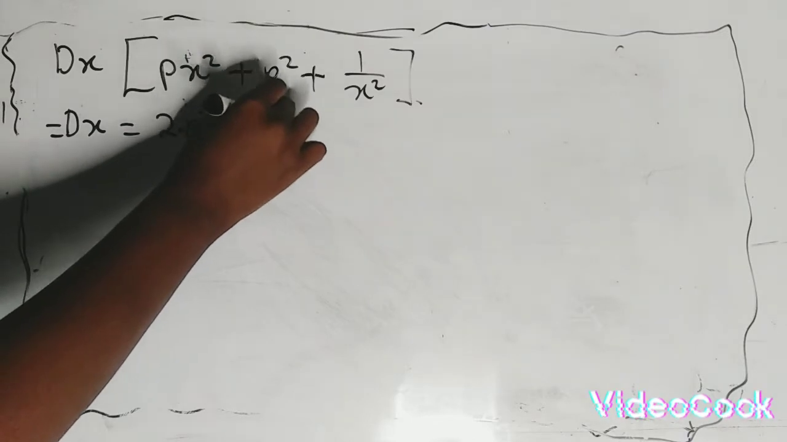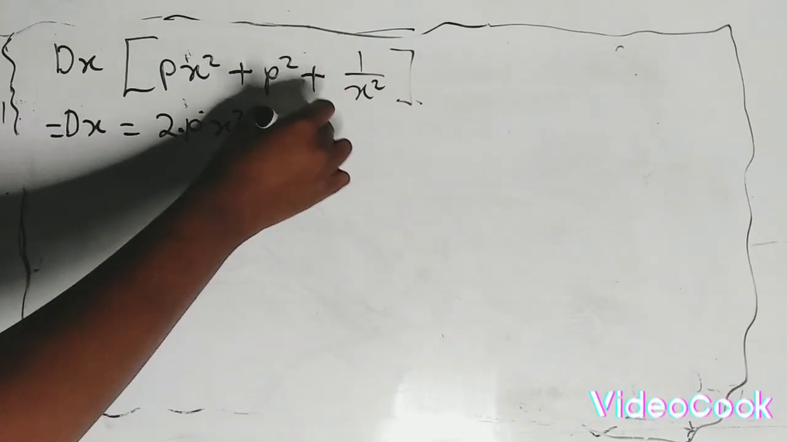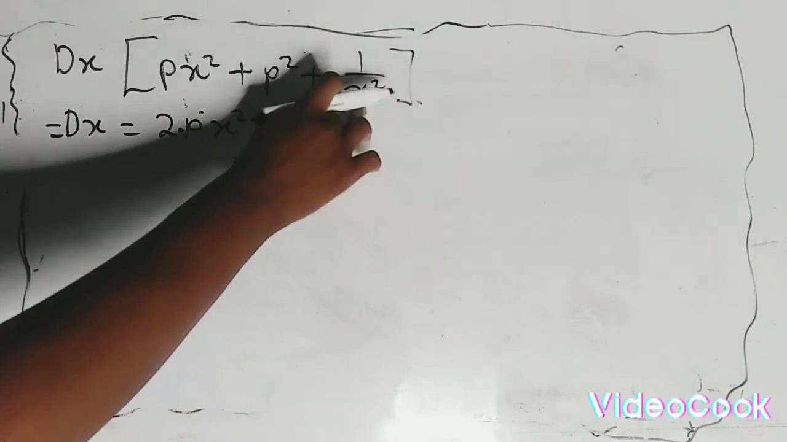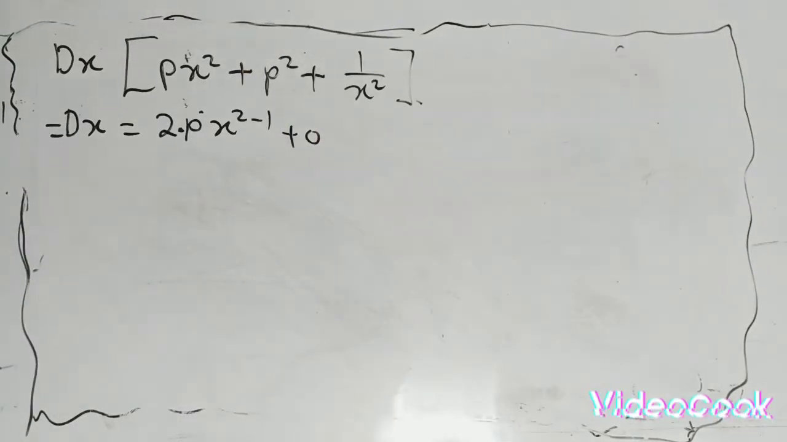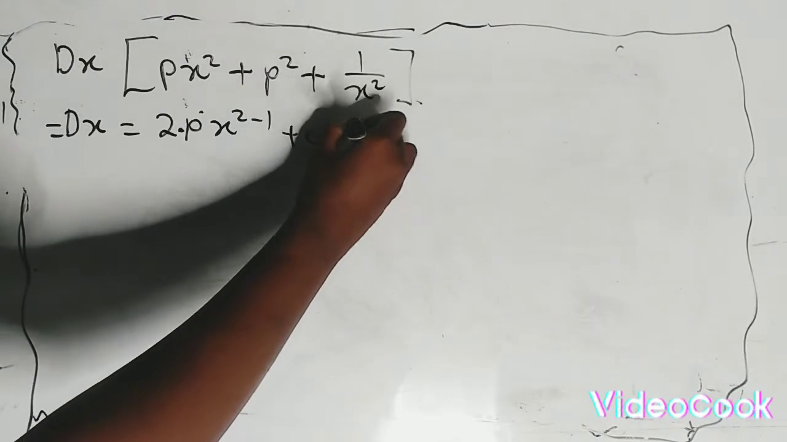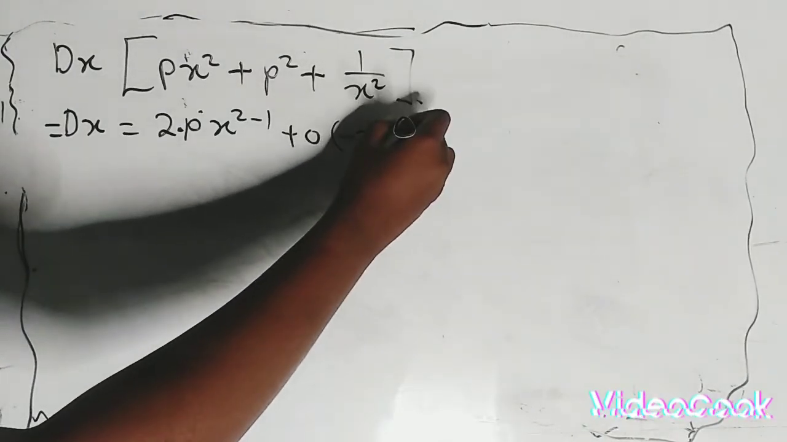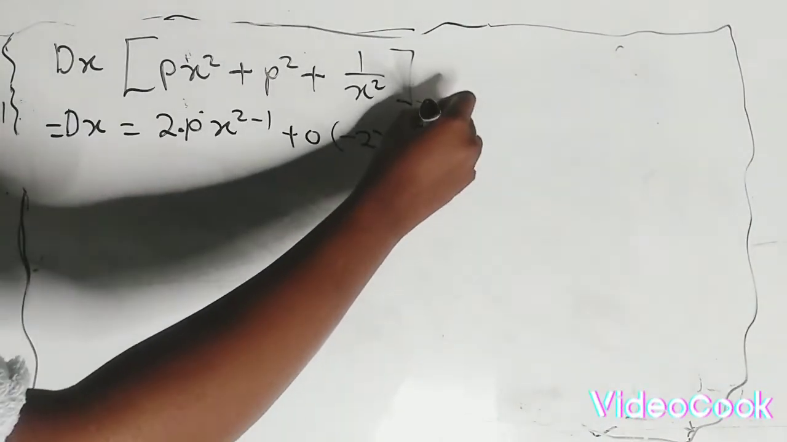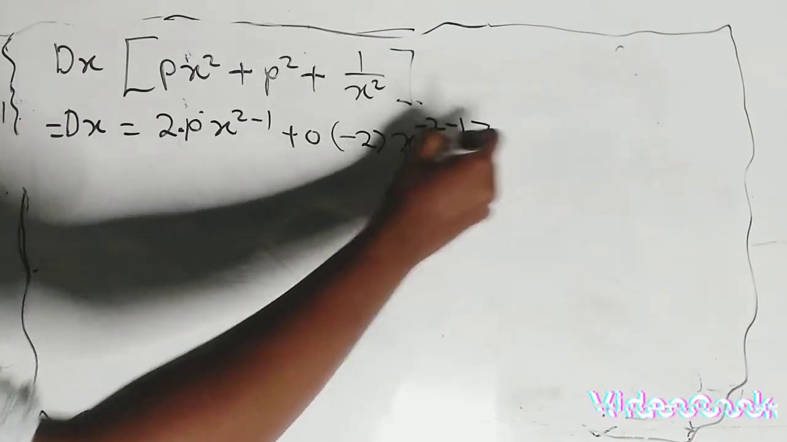x to the power 2 minus 1. P squared is a constant, so it's just going to be plus 0. And then 1 over x to the power 2 is just x to the power minus 2, right? So we are going to write minus 2, and then we remain with x to the power minus 2 minus 1, like that, okay?